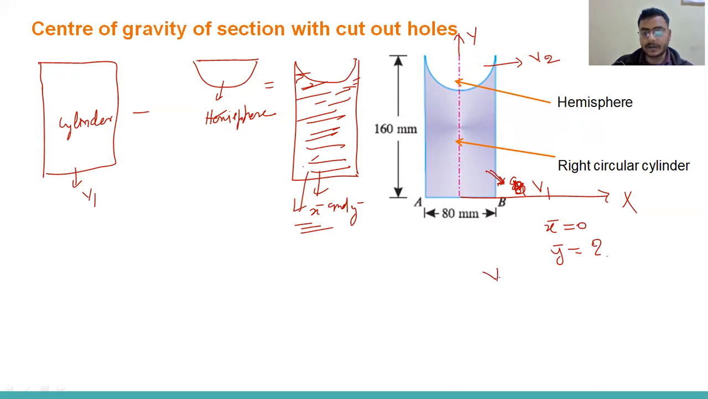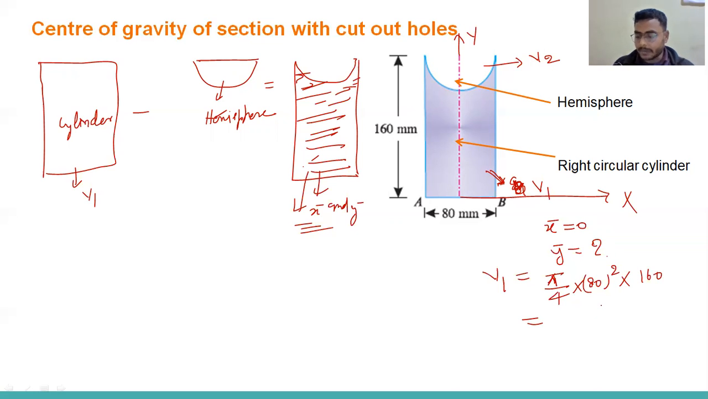First calculate V1. What is V1? Volume of the right circular cylinder, so we can write pi by 4 into d square into h. What is the diameter of this cylinder? That is 80 mm, so 80 square into what is the height? The height is 160. You can calculate it. I have calculated, so I'm writing directly. We'll get this value, that is V1.